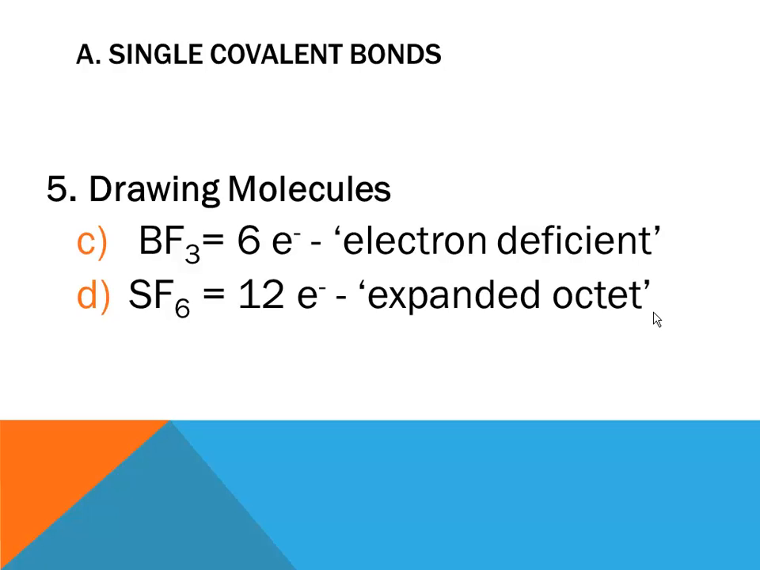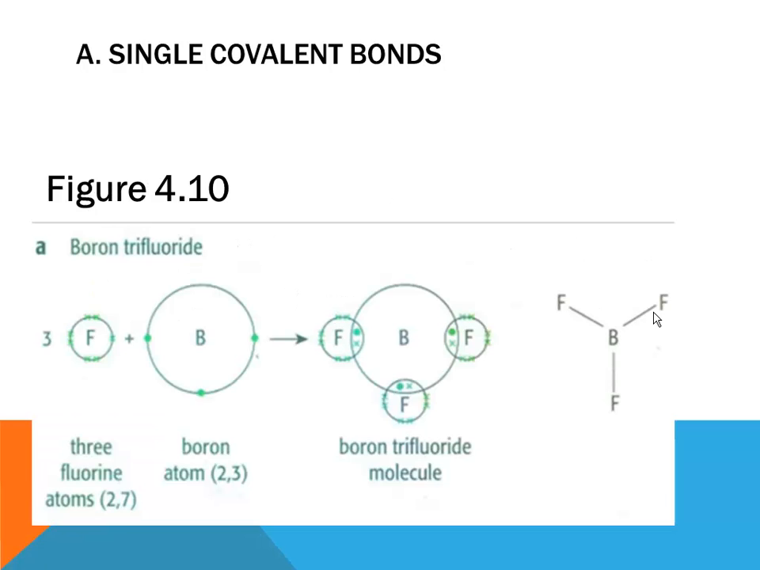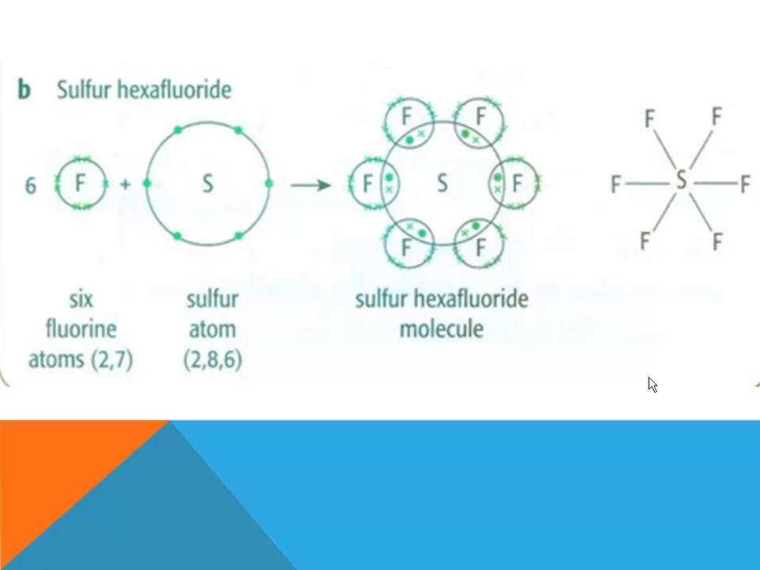Alright, things that do not follow the octet rule are boron and sulfur and some other elements like xenon. Boron can fit 6, and sulfur can actually hold 12. So here you see boron has 3 bonding sites. That's why it can only hold 6, so you have 3 things around boron. In this case, boron trifluoride, and you have a trigonal planar BF3.